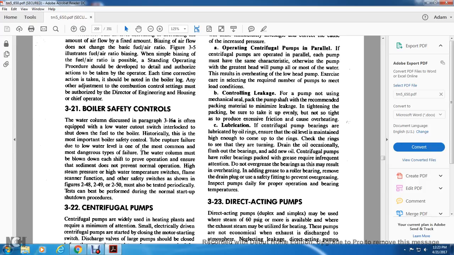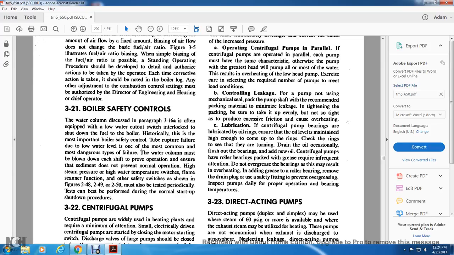321, Boiler safety controls. The water column discussed in paragraph 316 is often equipped with a low water cutout switch interlocked with the shutdown switch of the fuel to the boiler. Historically, this is the most important boiler safety control. Tube rupture due to low water level is one of the most common and most dangerous types of failure. The water column must also be blown down each shift to ensure proper operation and ensure that sediment does not prevent normal operation.